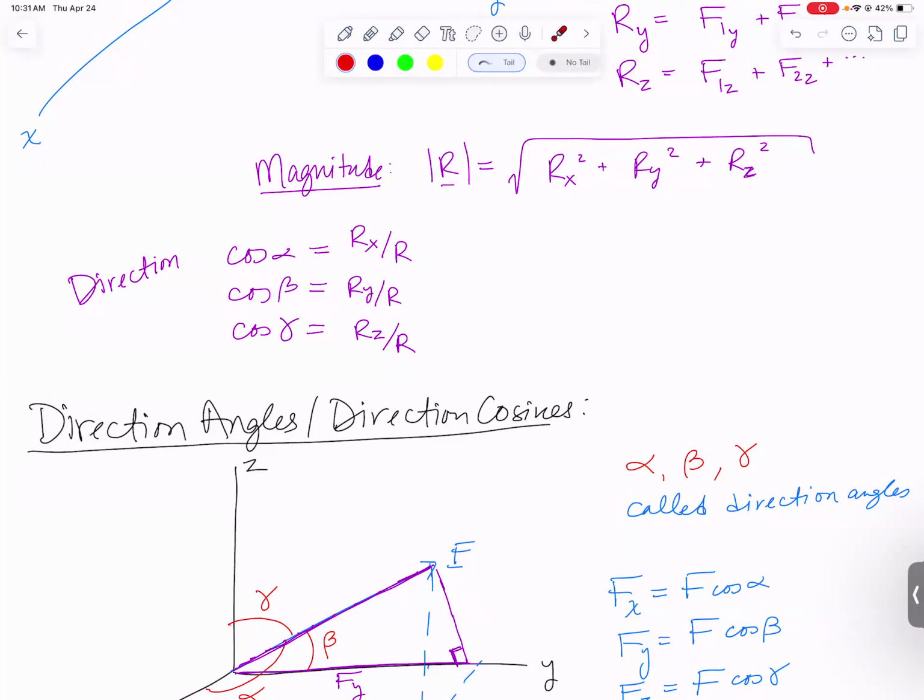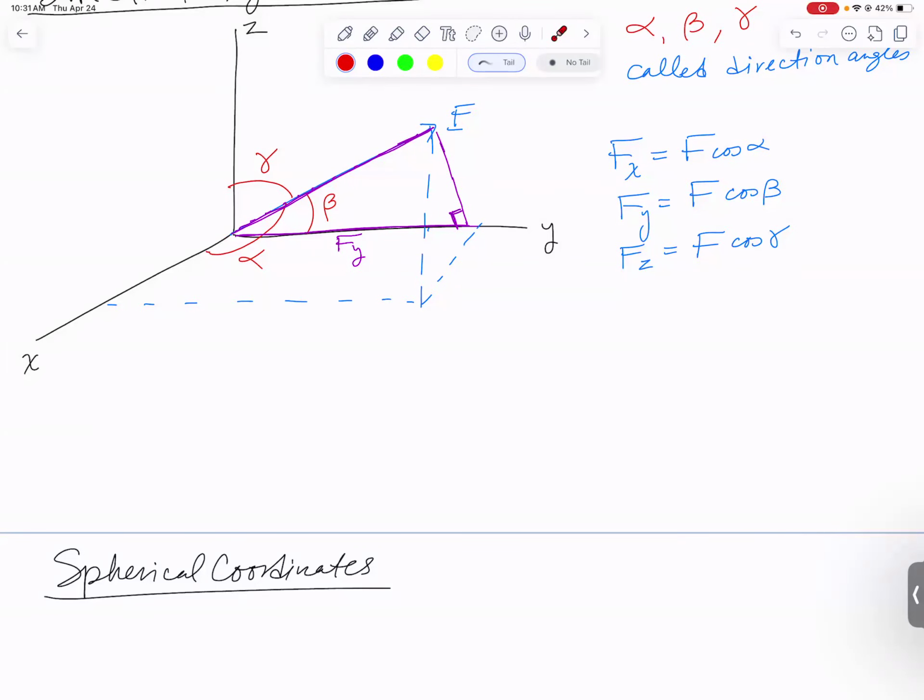In 3D, to get direction, we're going to use these direction angles. There is one little trick about direction angles that I want to show you, because sometimes in the book, they're going to give you 2 of them, but not the third one. And the reason is, if you know 2 of them, you can find the third one.